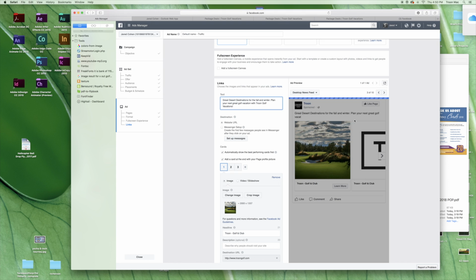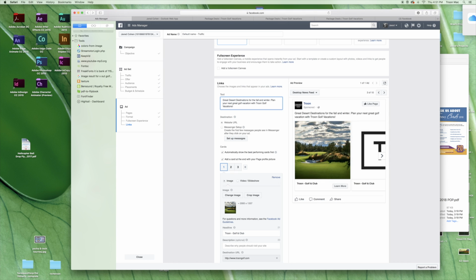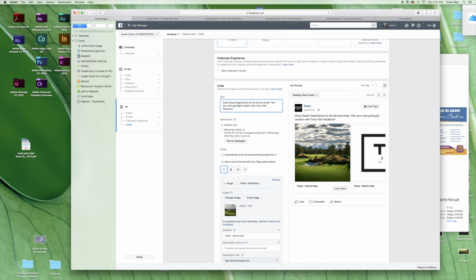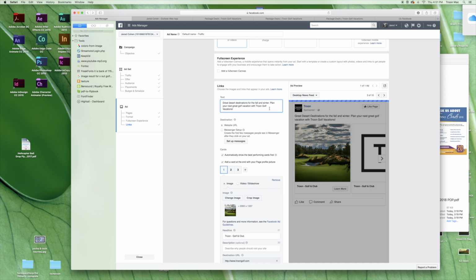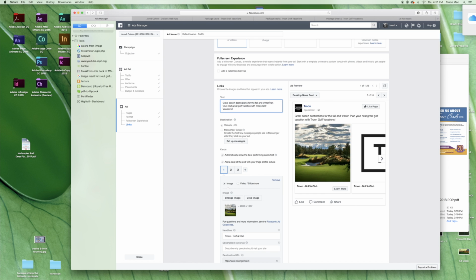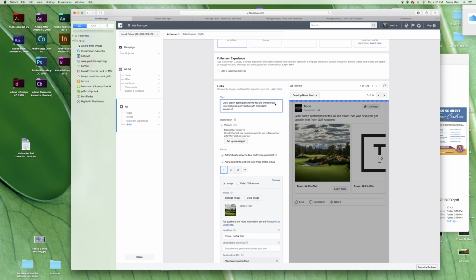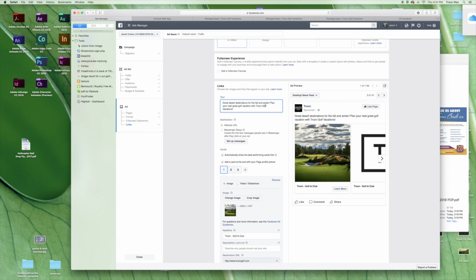And it'll update for you so you can see a preview. And here it is. Great desert destinations. Probably doesn't all have to be capitalized, so I'll go back and adjust that. And I'll make it more exciting. Put an exclamation mark there at the end. So let's double check. Great desert destinations for the fall and winter.